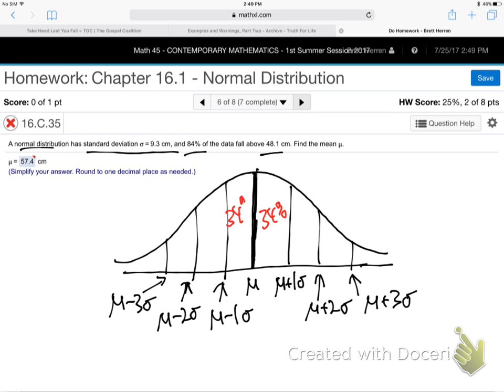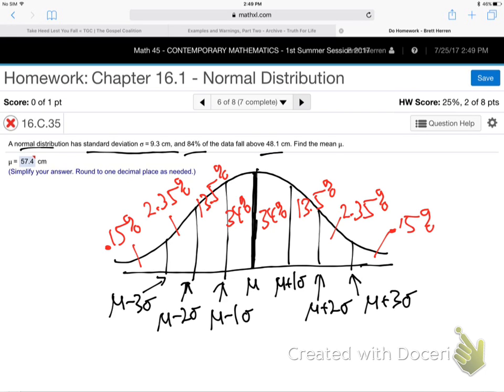34, 34, 13.5, 13.5, 2.35, 2.35, 0.15, 0.15. Okay.